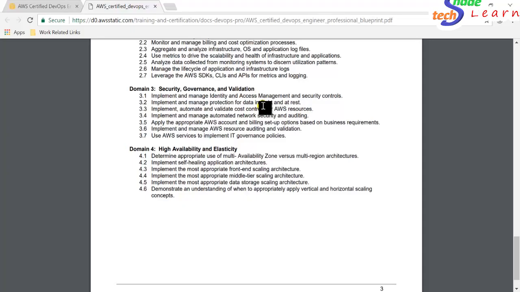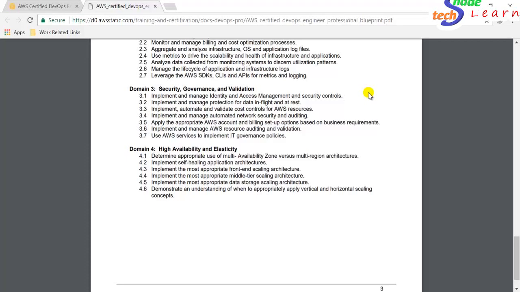The third domain is related to security, and it also includes governance and validation. It will cover the implementation and management of identity and access management and security controls, implement and manage protection of data in flight and at rest, implement, automate, and validate cost controls for AWS resources, implement and manage automated network security and auditing, apply the appropriate AWS account and billing setup options based on business requirements, implement and manage AWS resources auditing and validation, and use AWS services to implement IT governance policies. So these things will cover the security, governance, and validation domain.